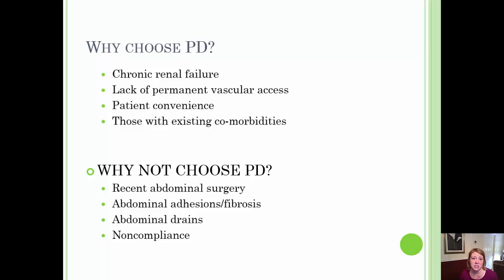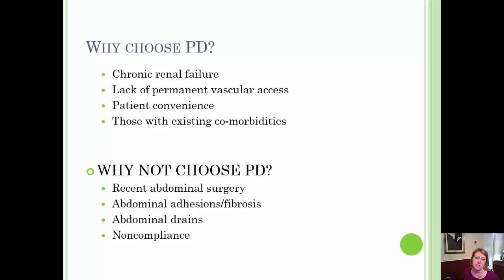Someone might choose peritoneal dialysis for their convenience. I know that's one of the reasons that my grandfather chose to start his dialysis journey with peritoneal dialysis. And he was able to maintain it for about a year and a half before he contracted, unfortunately, a peritonitis from that, was hospitalized and was able to recover, but subsequently had to go on intermittent hemodialysis because of that.